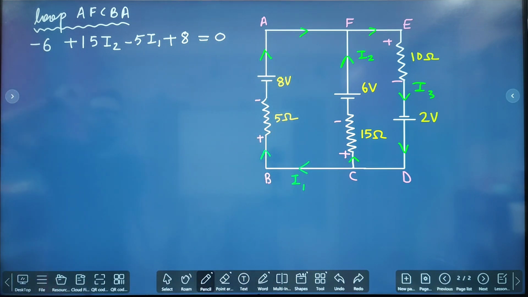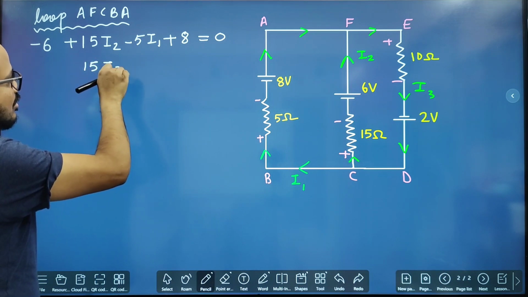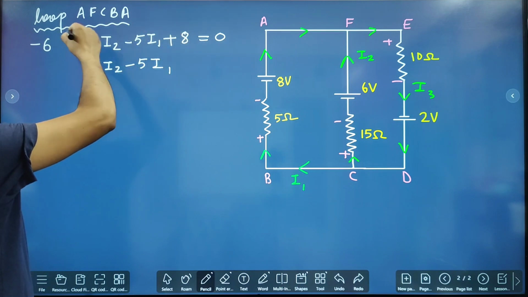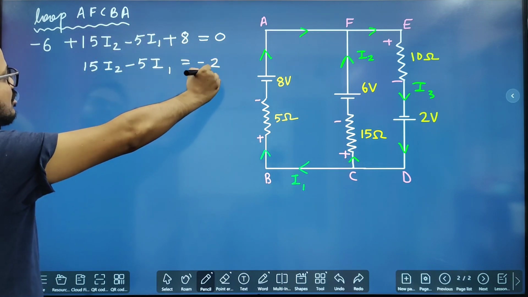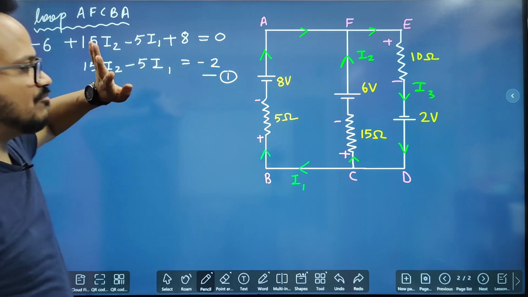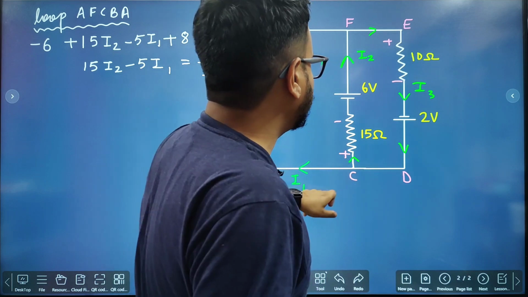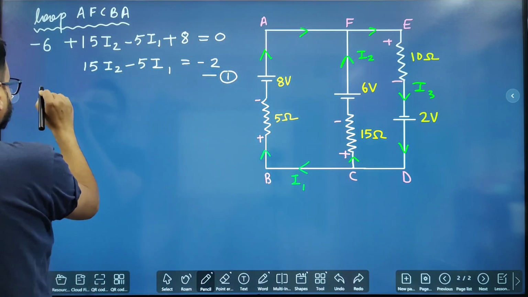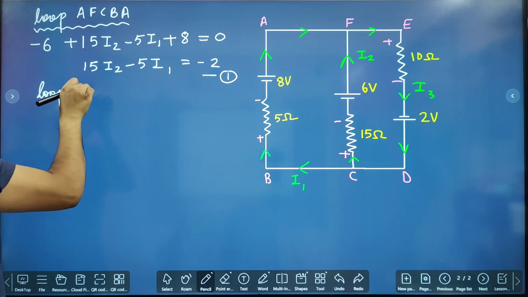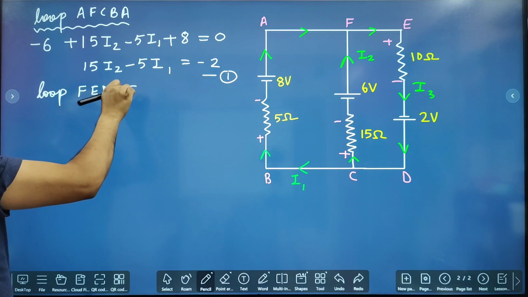15 I2 minus 5 I1, and 8 minus 6 is 2. So this equation is this, right? We need three equations; this is the first equation. The second equation will come from this loop, FEDCF.